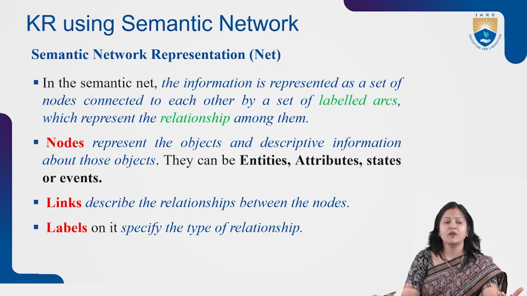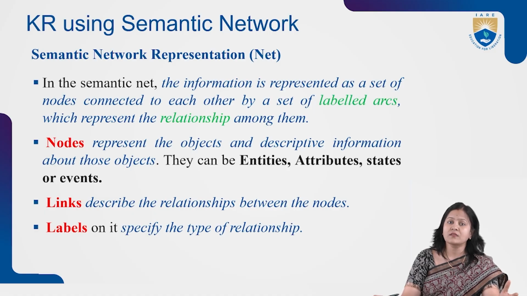So for objects, maybe a car is one object, a book is an object. So we have to consider the object and the descriptive information about the object. We can even consider the class and subclass also. So everything is considered as a node in a semantic network. Then links come into the picture.